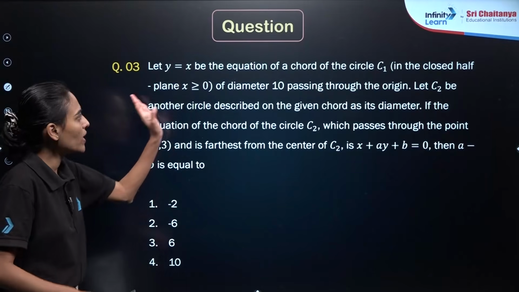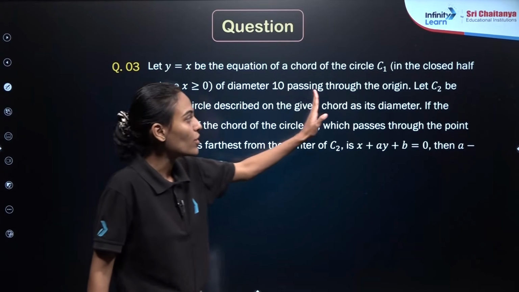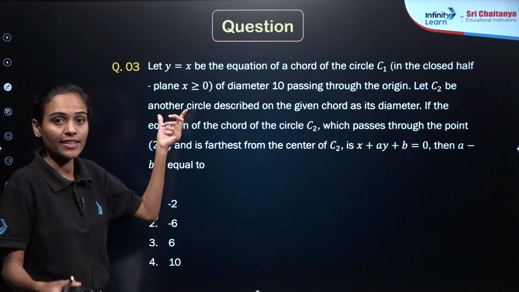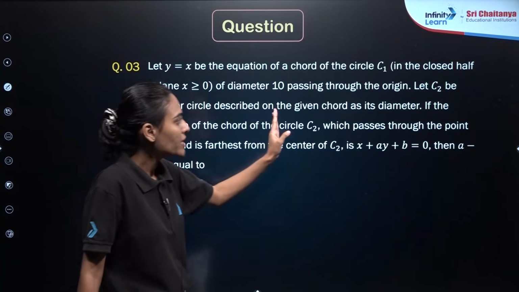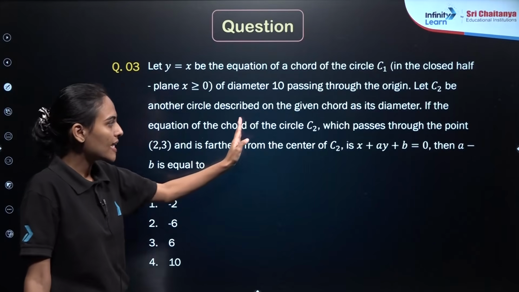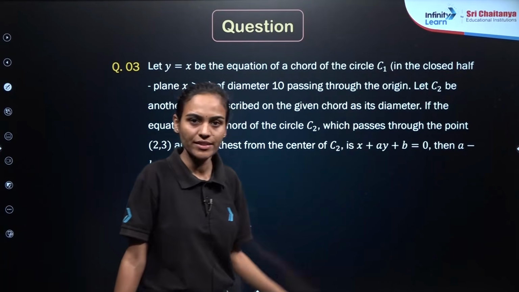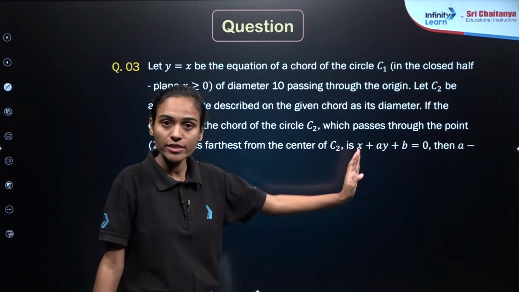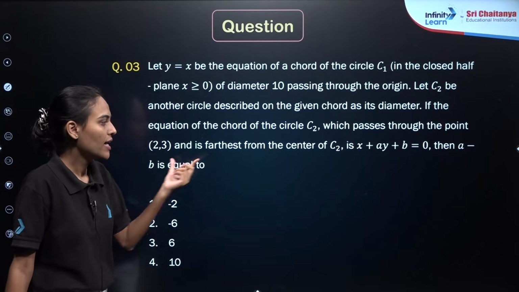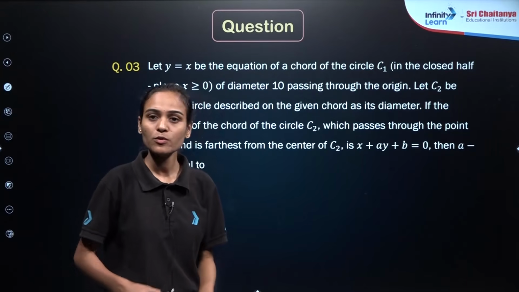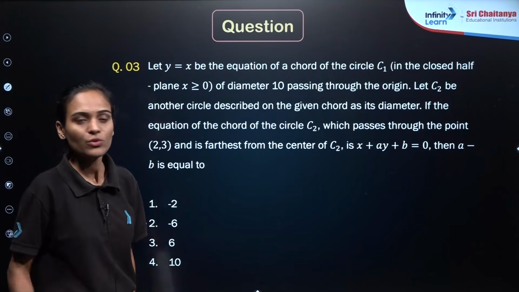Here they have given y equal to x as the equation of a chord of circle C1 in the closed half plane, which is x greater than or equal to 0, of diameter 10 passing through origin. Let C2 be another circle described on the given chord as its diameter. If the equation of the chord of the circle C2 passes through the point (2, 3) and is farthest from the center of C2, it is of the type x plus ay plus b, then you need to find a minus b.